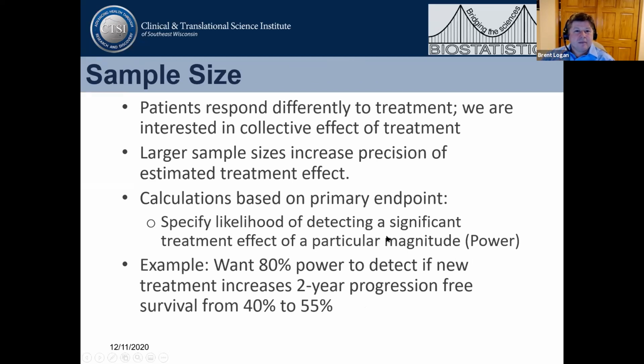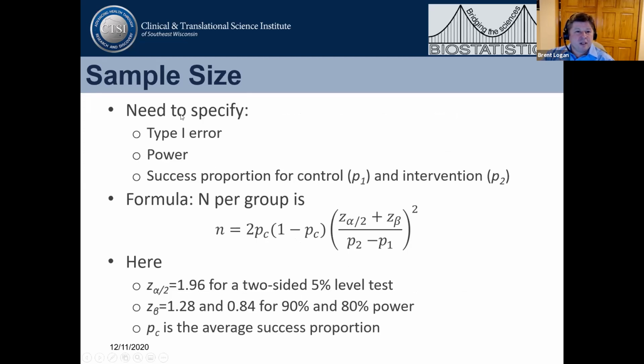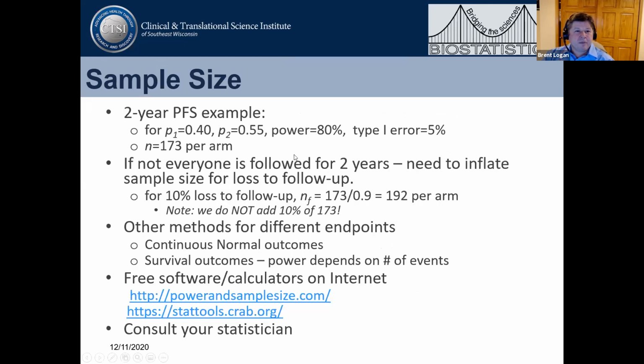Sample size. I think we've talked about sample size a little bit already, but the basic concept is that larger sample sizes increase the precision of your treatment effect. And the calculations are based on the primary endpoint of your phase 3 trial. So we might want 80% power to detect if a new treatment increases 2-year progression-free survival from 40% to 55%. There are formulas, but basically you need to specify your type 1 error, your power, your success rate for your control, and for your intervention. And that's what the formula looks like. In this particular example, we would need 173 patients per arm.